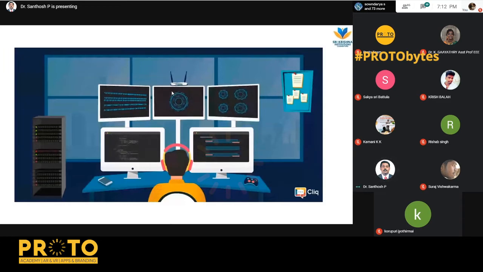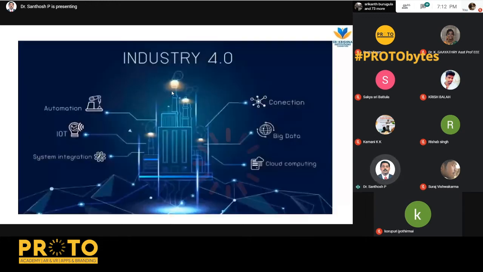4.0. Here come many things. The slide says automation, IoT, system integration, connections, big data, cloud computing. You can see many big giants' names are there, right? Automation is a different area, connectivity and networking is a different area, and big data is some other totally different area. So far, we never thought that an electrical engineer or automation engineer would think of big data or cloud computing. Those things were not at all in the picture.